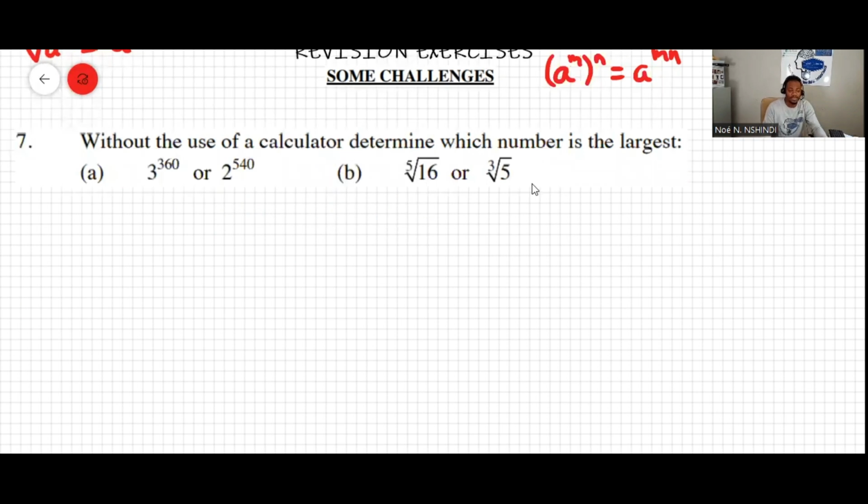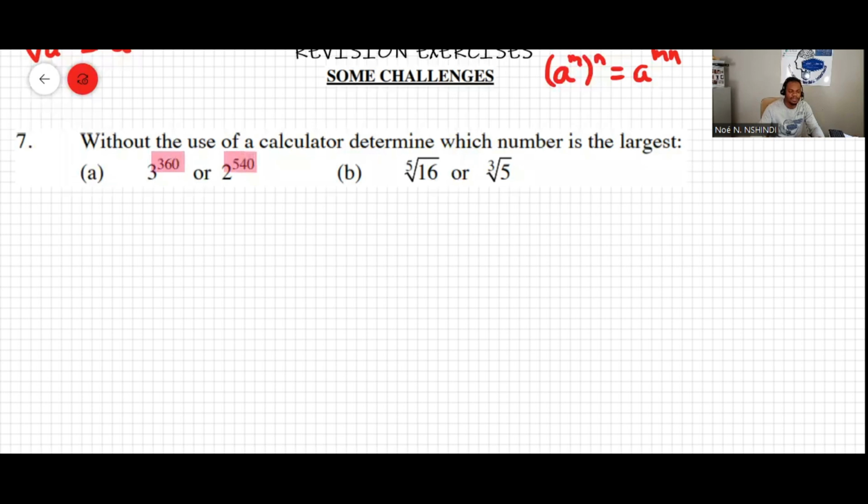Well, we have another interesting question here. Question 7 says, without the use of a calculator, determine which number is the largest. Question A says 3 to the power of 360 or 2 to the power of 540. Now, how can we do that? We look at the bases, they are prime numbers, but the exponents are not, of course. But what can we do? This is 360, that's 540.